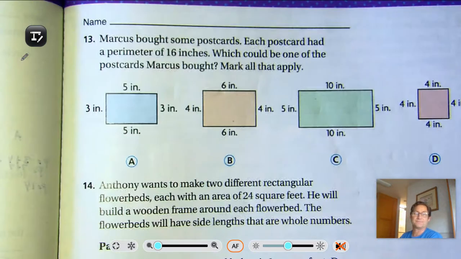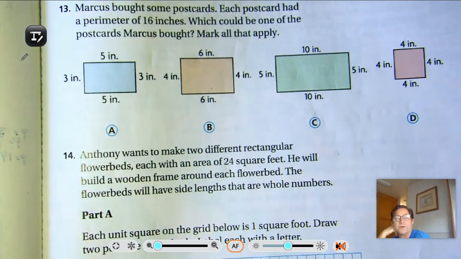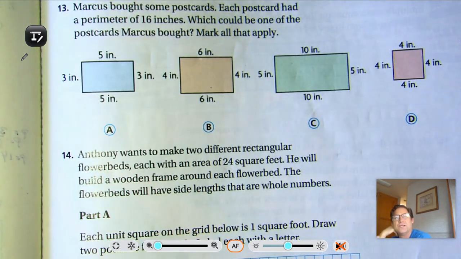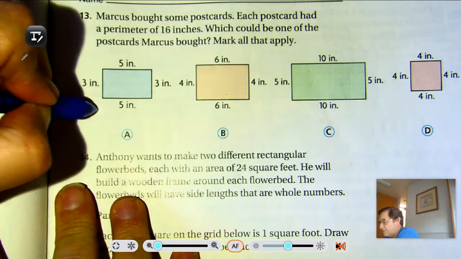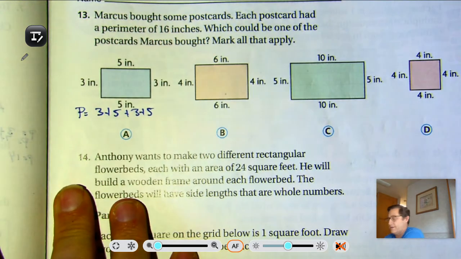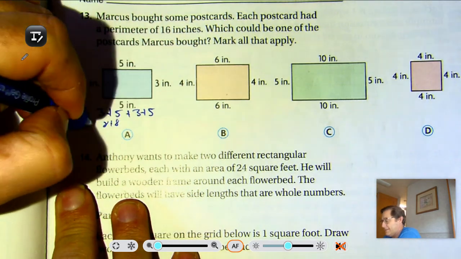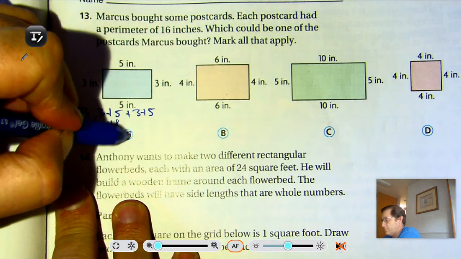All right, 13. Marcus bought some postcards. Each postcard had a perimeter of 16 inches. Which could be one of the postcards Marcus bought? Mark all that apply. Well, okay. So this one is 3 plus 5 plus 3 plus 5. 8 plus 8 is 16. Okay, well, that could be one of them.